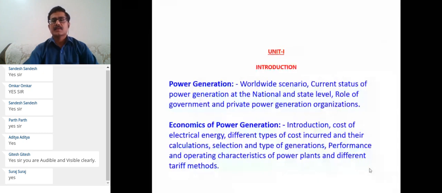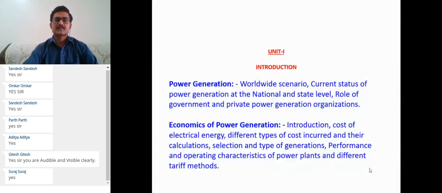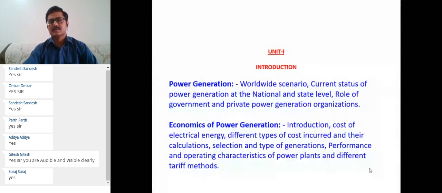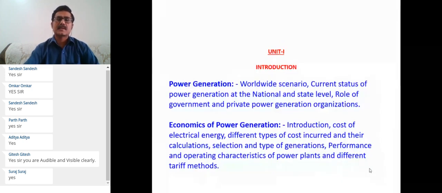So we'll be having the introduction to the economics of the power generation, why we should consider the economics of the power generation, why it is important for us. Then the cost of electrical energy, how to calculate the cost of the electrical energy and why it is important for us to calculate it. Different types of the cost incurred, either the fixed cost or the variable cost, and their calculations. So different formulas, different equations that we'll be looking at for the calculation of the cost of electrical energy generation.